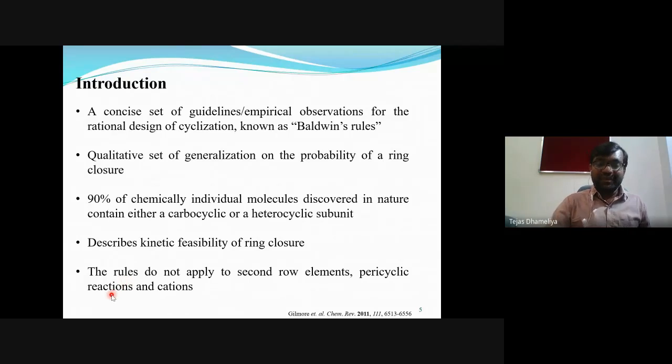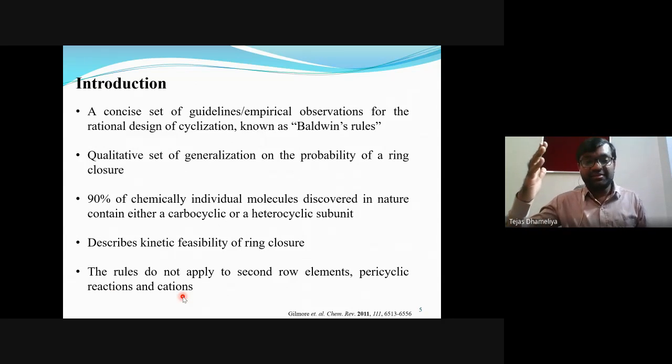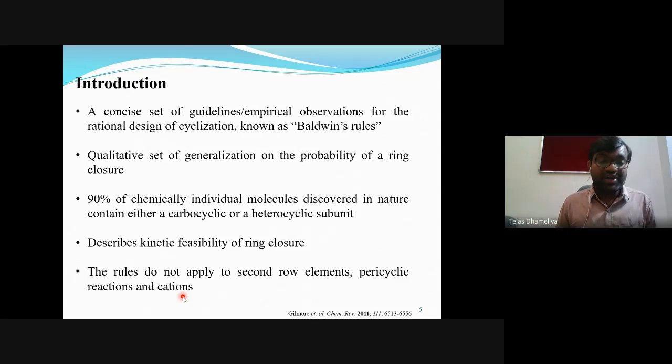It is not applicable to pericyclic reactions. Examples are electrocyclic reaction, sigmatropic reaction, cycloaddition reactions. So to these reactions also, Baldwin's rule is not applicable. It is not applicable to some of the cations, such as lithium cation, sodium cation, or maybe potassium cations. It is not applicable to these things.